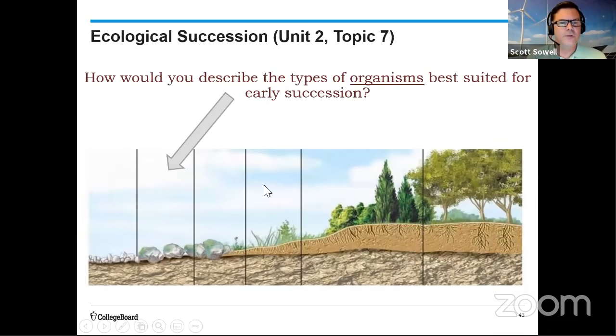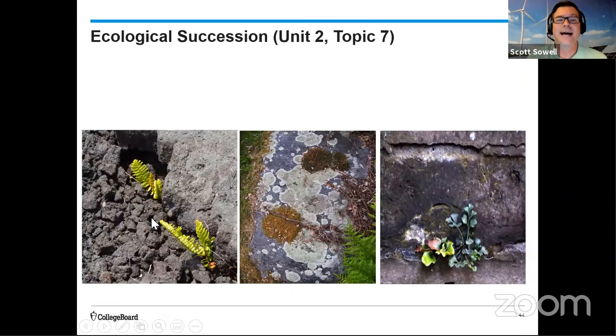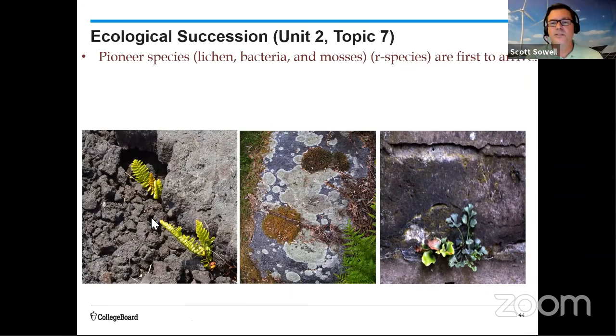So if we look at this early successional habitat, so this is one community changing over time, back here in the early stages, what kind of organisms might be most suited to live here? Clearly not a deer. Clearly not even an earthworm. There's no soil there for the earthworm to live in. There's no plants for the deer to eat. So what we're looking at are a group of organisms called pioneer species. And these pioneer species are things like lichen and bacteria and mosses, and they're the first ones to arrive.